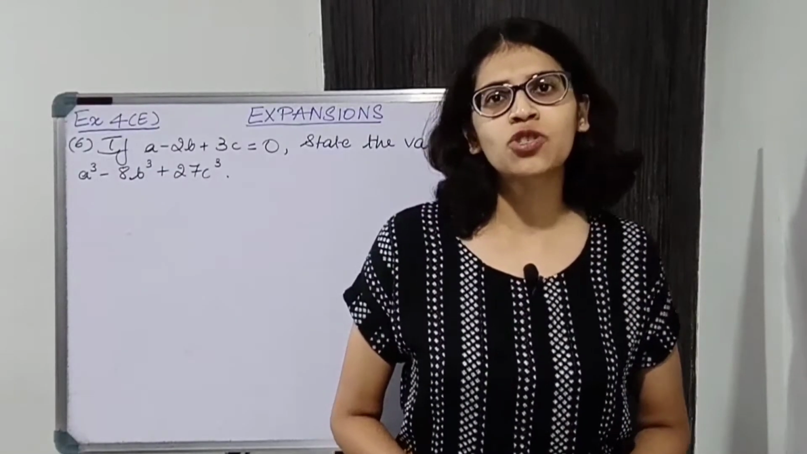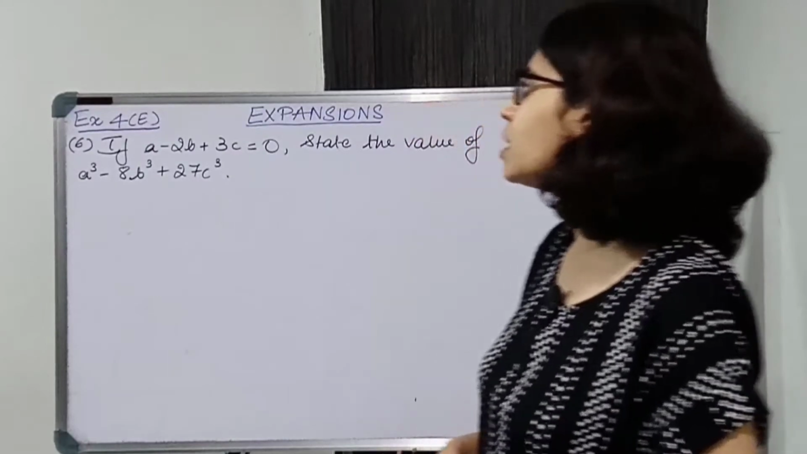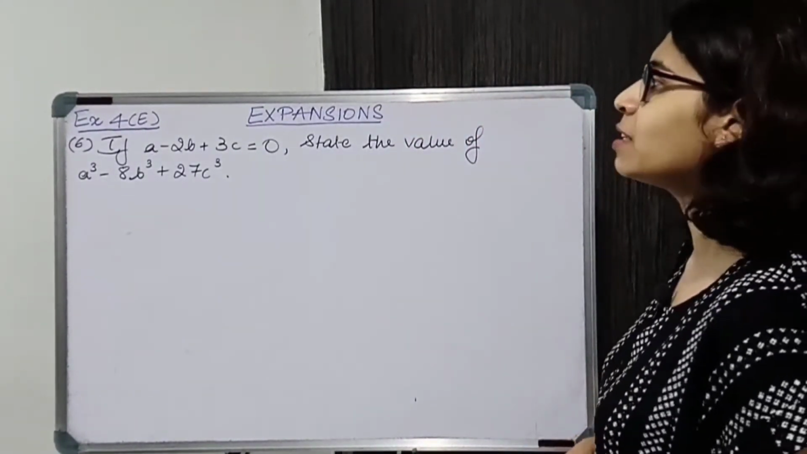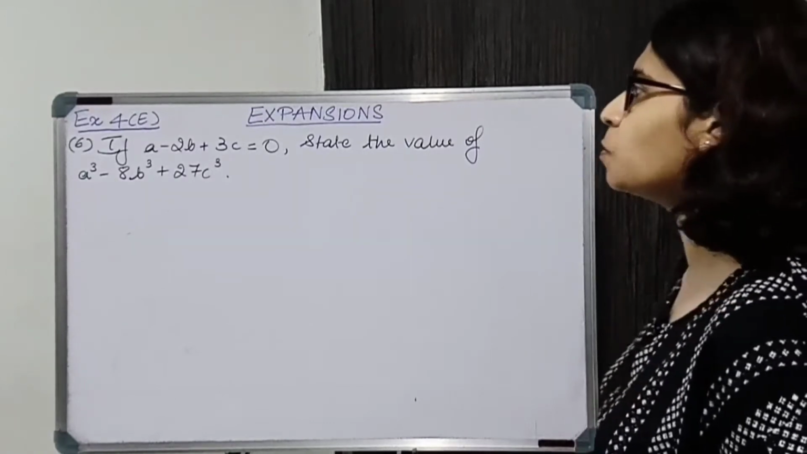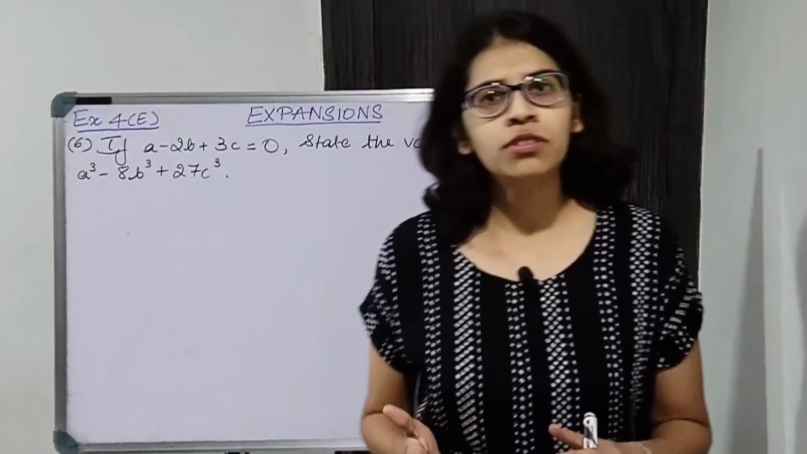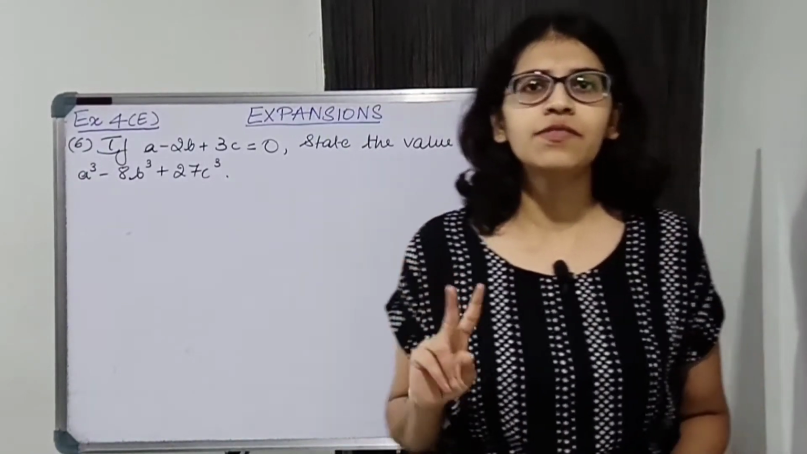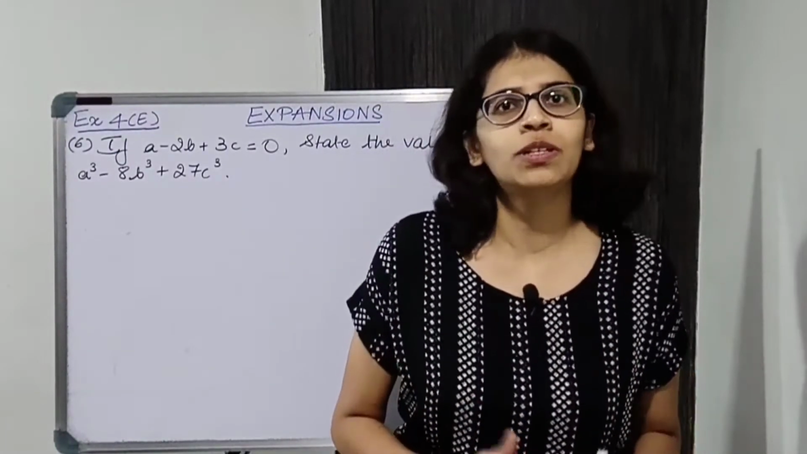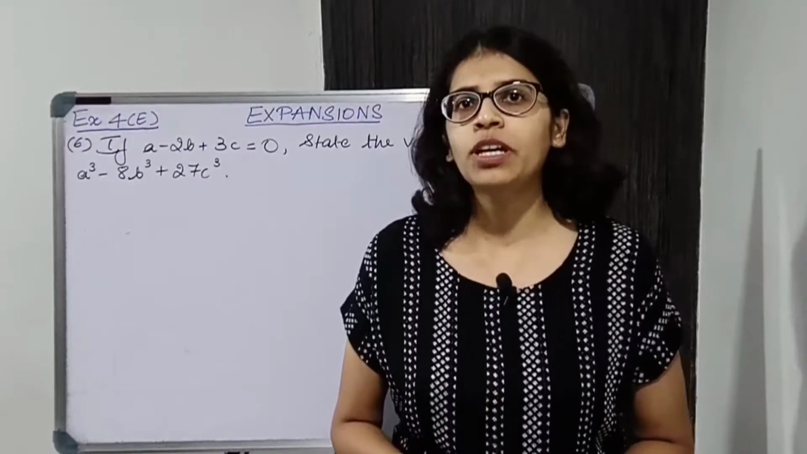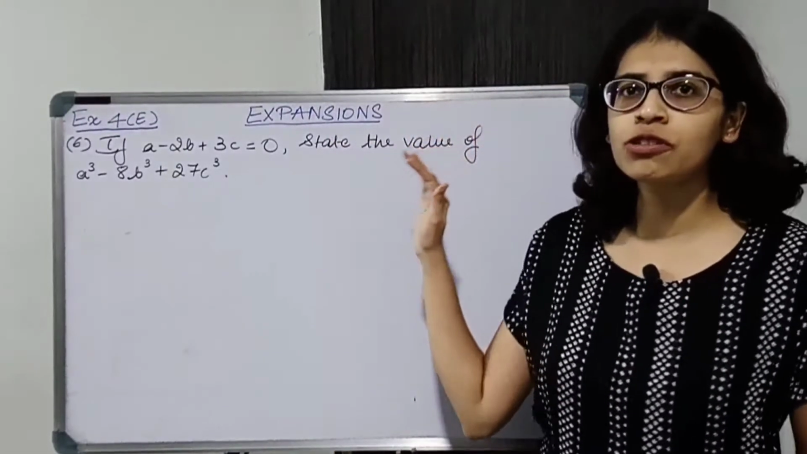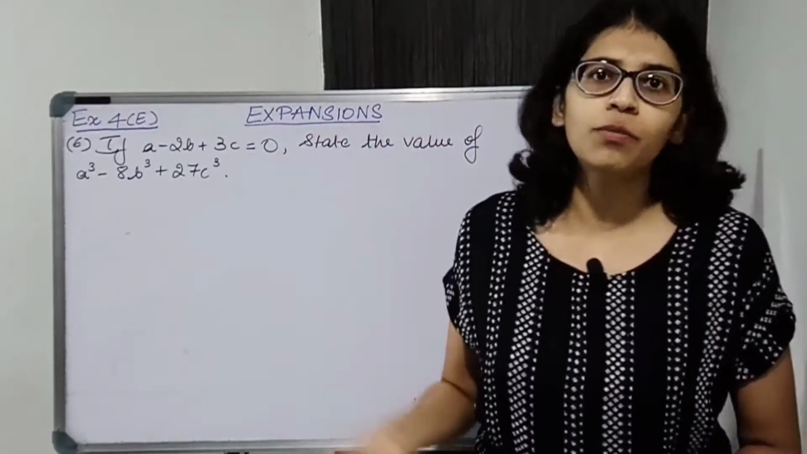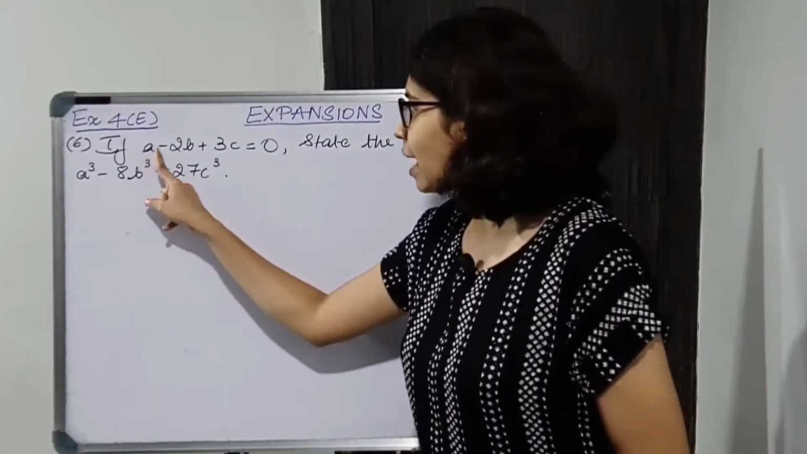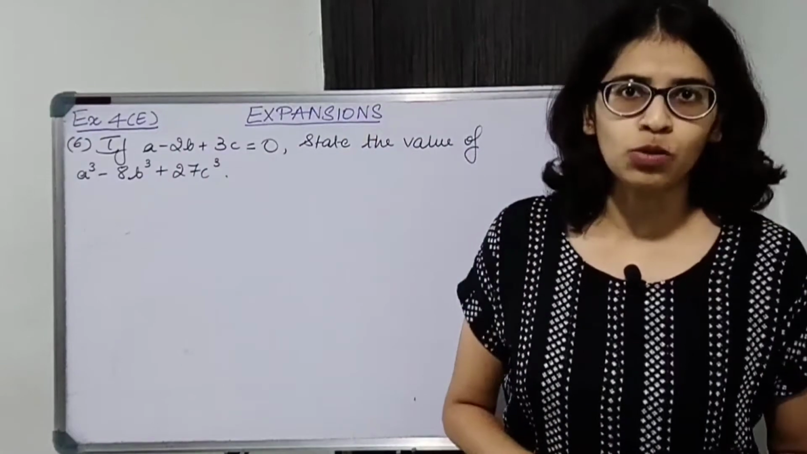Coming to the next question, question number 6. If a minus 2b plus 3c is equal to 0, state the value of a cube minus 8b cube plus 27c cube. Now students, over here there are two ways in which I'll solve this question. First one is using the property and another one is without using the property. Okay, over here in the question it is not mentioned that you can use the property. Now you will say which property? Over here you are given that the sum of the three terms is 0.